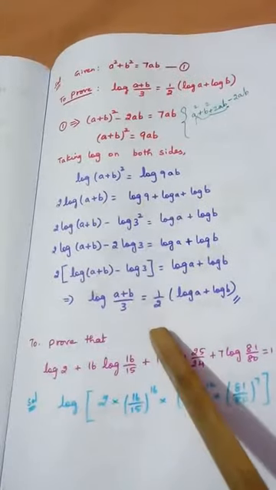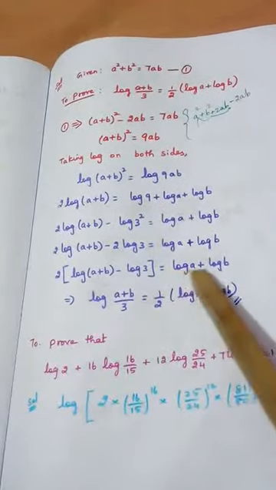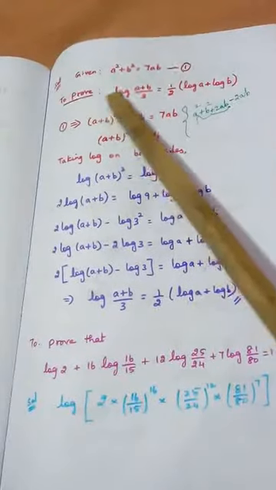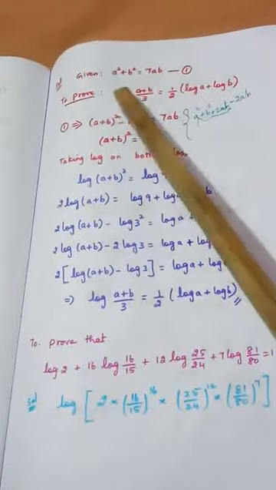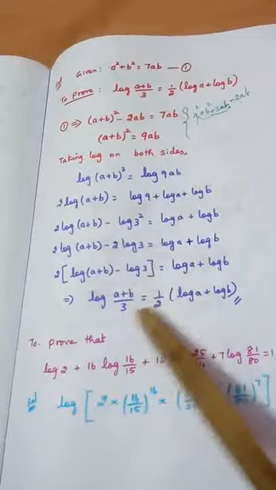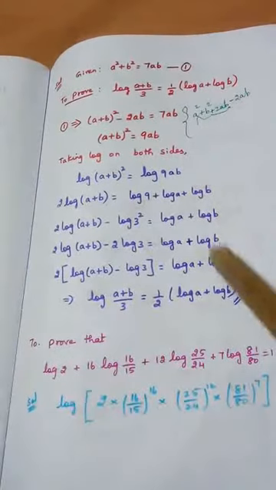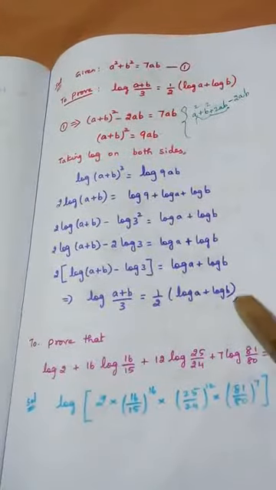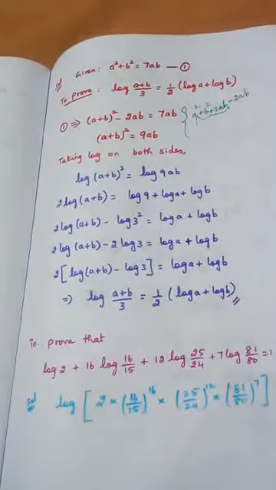2 is taken to the other side, it becomes 1 by 2 times log a plus log b. So which is the result that we needed? See, log (a+b) by 3 equal to half of log a plus log b. So hence we proved the asked result.